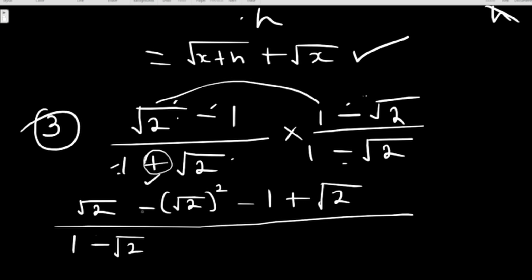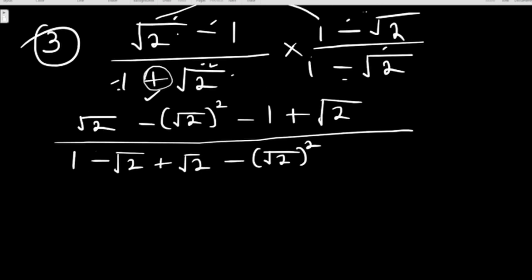Okay, now root 2 times 1 will give you plus root of 2, and then root 2 times negative root 2 will give you negative the square root of 2, all squared, since they are the same. Here you have a positive root 2, and here you have a negative root 2. They are the same, so you have to square the result when you multiply them out together. Now let's continue. Let me use the red pen.